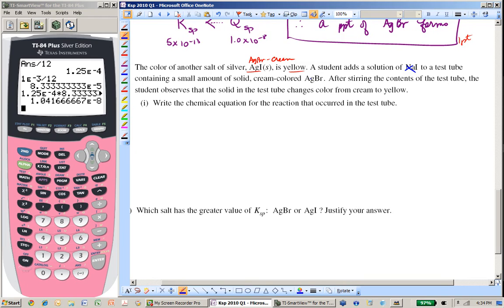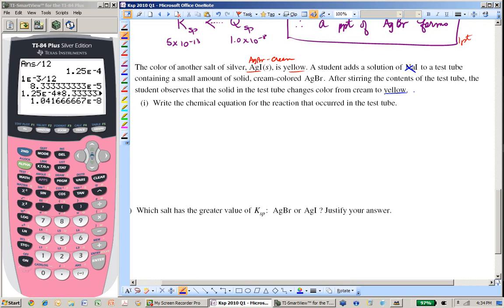This is a single replacement, isn't it? If anything happens at all, iodide will bump bromide out of there. Only way we'll know is if there's a color change. After stirring the contents of the test tube, the student observes the solid in the test tube changes color from cream to yellow, and yellow was AgI.